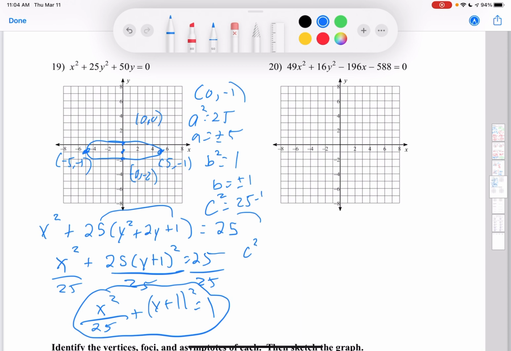C value, C squared is equal to 25 minus 1. So C squared equals 24. So C is equal to plus or minus the square root of 24, which is 4 times 6. So plus or minus 2 radical 6. That's it.